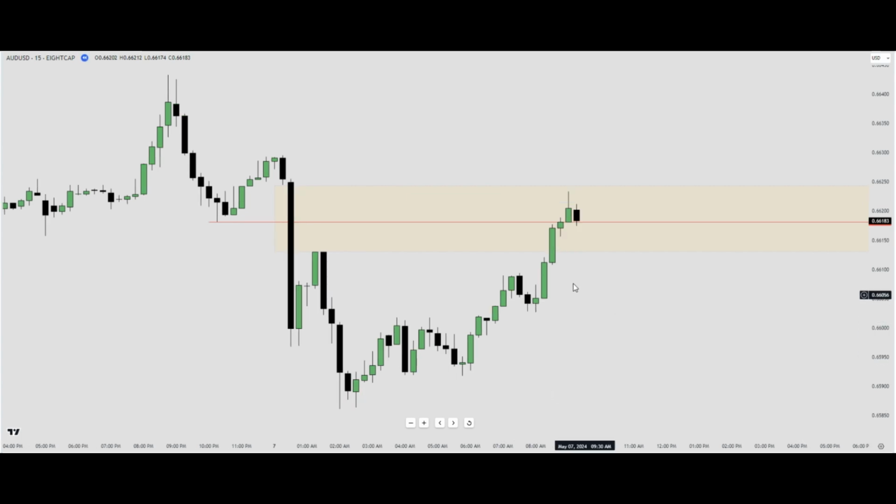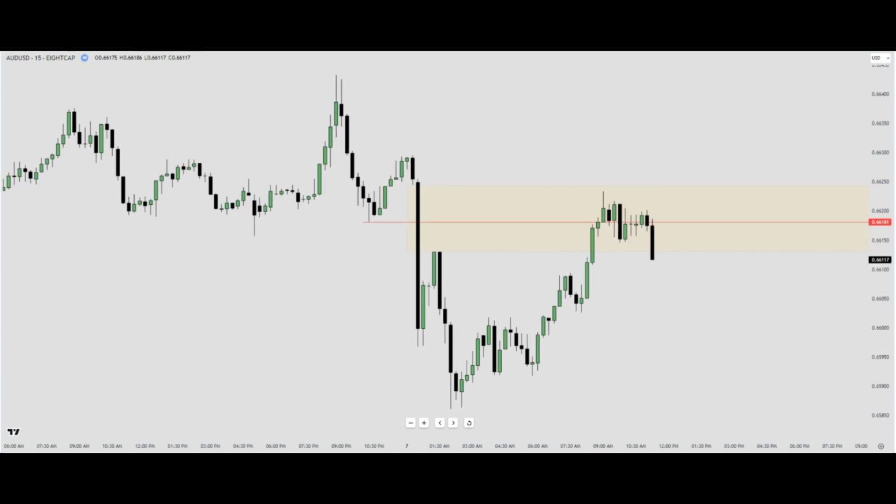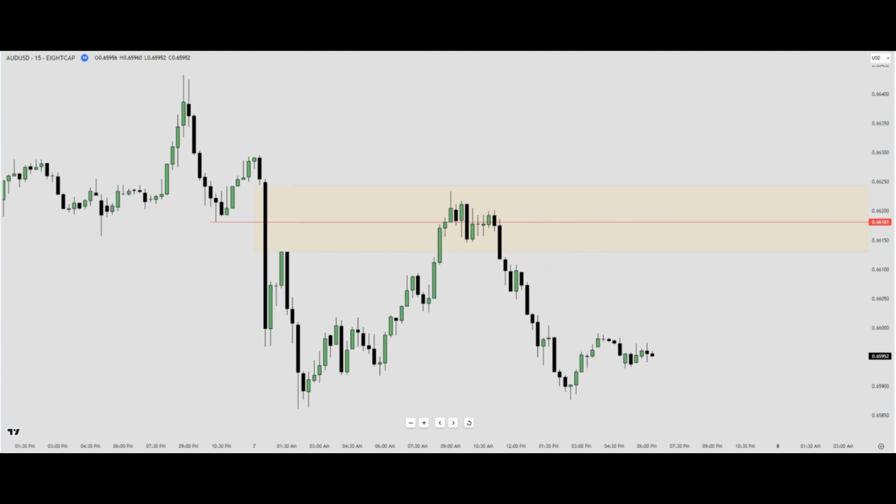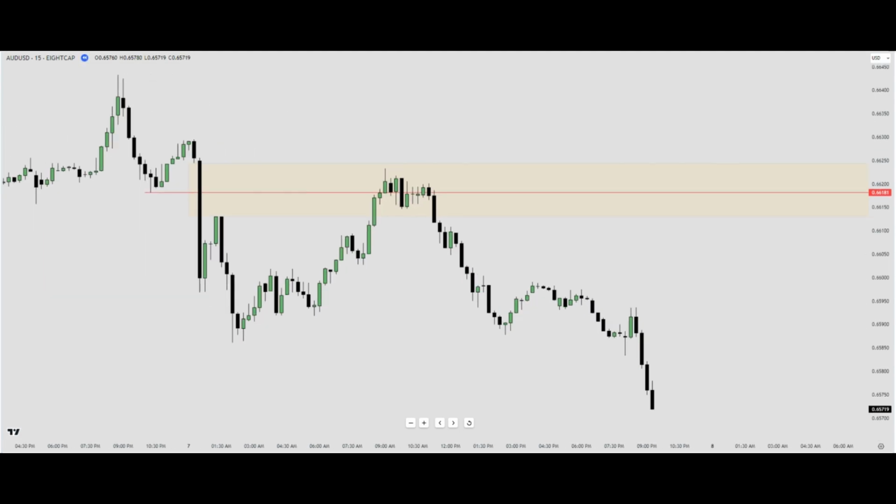And there we have it. So we can see our price trades into this particular low right here within this particular fair value gap. So from here on, we want to see price move all the way to the sell side. Boom. And there you have it.